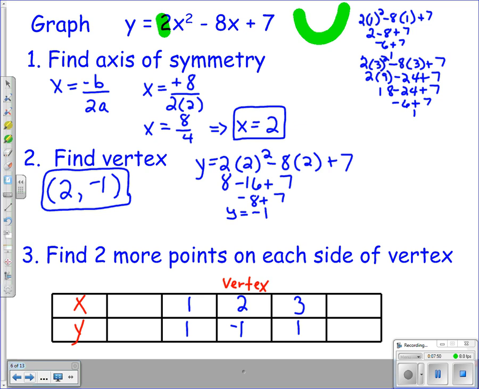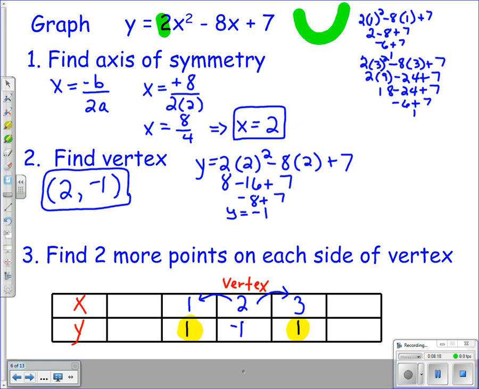Please notice that this y value and this y value are exactly the same. That is because we went up 1 unit this way and 1 unit to the left this way. The x's are equidistant from the vertex, so their y's should be the same. That's a great way of checking to see that you have the right numbers.